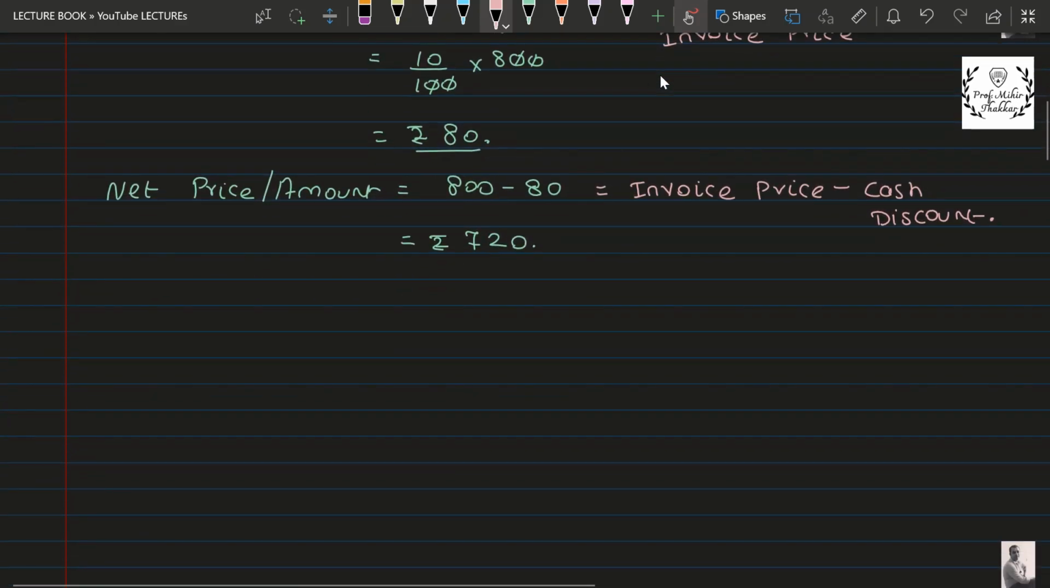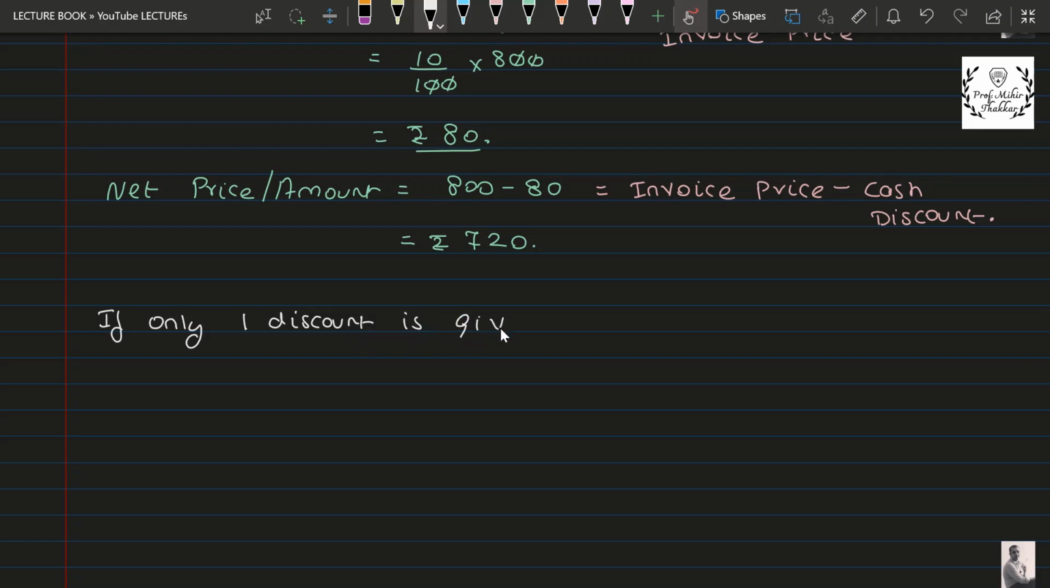Now, one important point that we have to remember over here is that if only one discount is given, then the invoice price becomes the net price to be paid for the article.